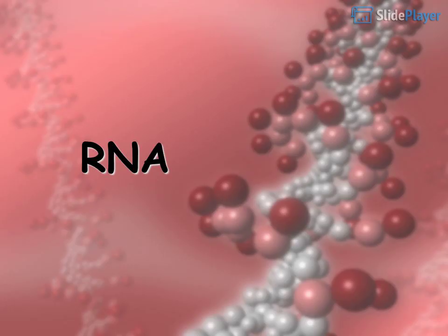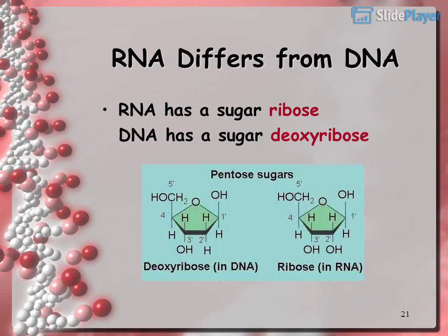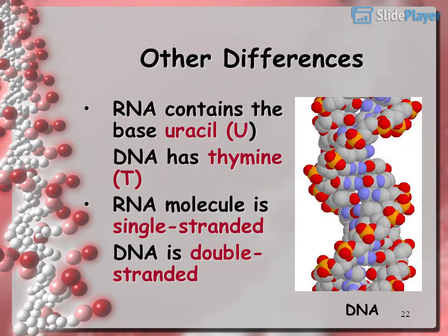RNA. RNA differs from DNA. RNA has the sugar ribose. DNA has the sugar deoxyribose. Other differences: RNA contains the base uracil, U. DNA has thymine, T. The RNA molecule is single-stranded. DNA is double-stranded.